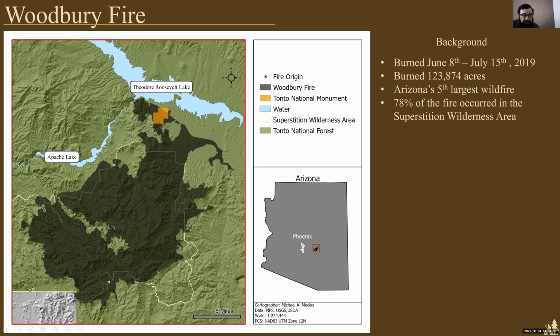It started just south of the Superstition Wilderness area, and over the course of a month, worked its way northwards towards an area known as Tonto Basin. In Tonto Basin is Theodore Roosevelt Lake and the Tonto National Monument, shown here in orange, which was the study area for my project. Now, the monument itself is an archaeologically rich site.